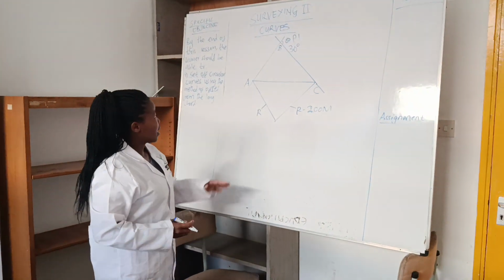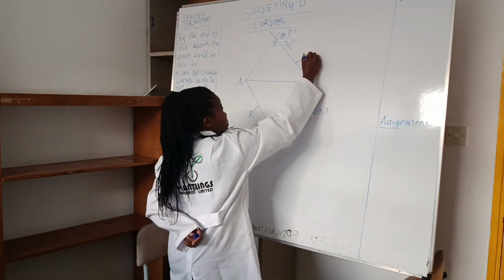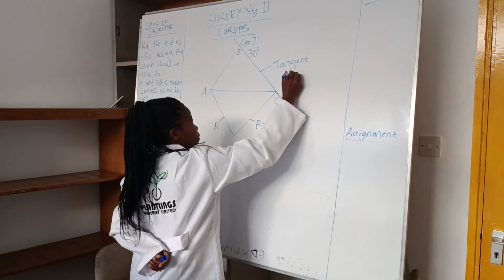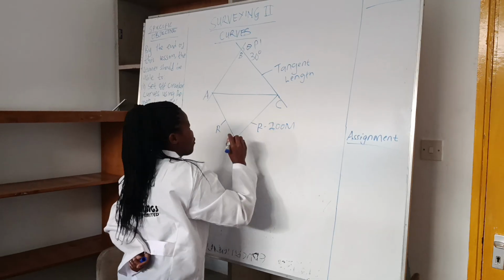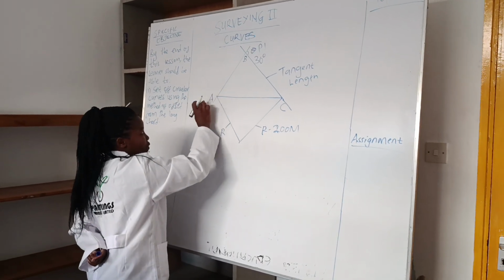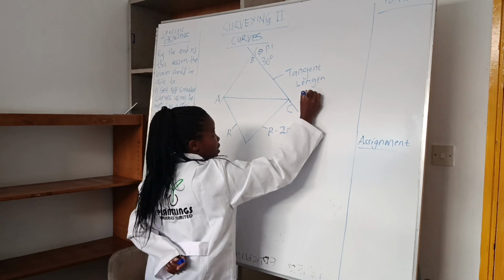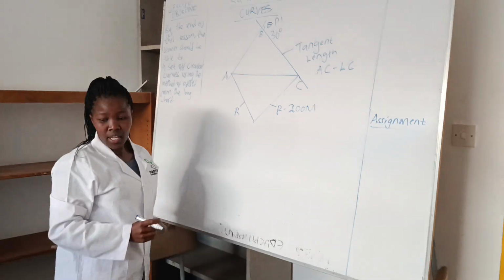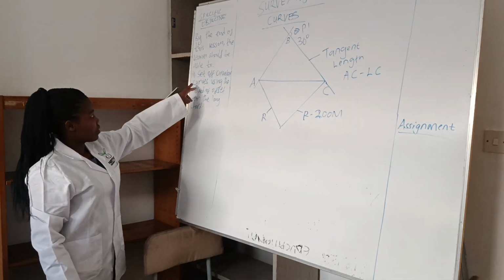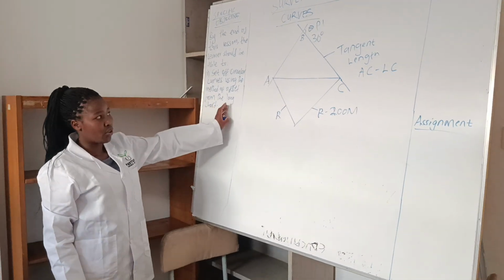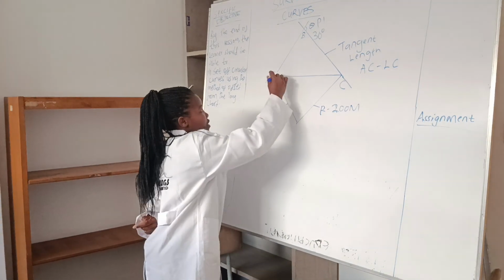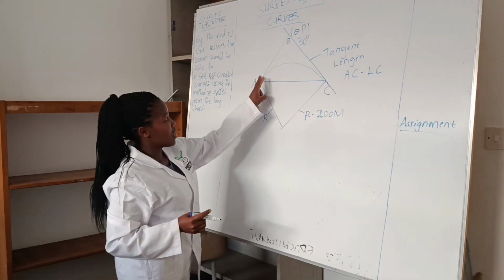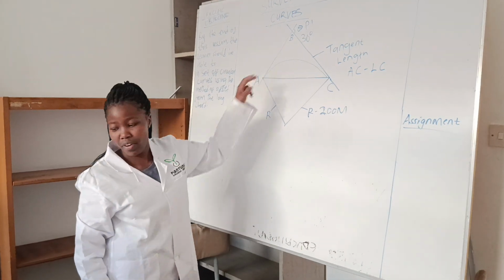That is, we need to calculate the tangent length, and of course the long chord, which is from point A to C. Point AC is the long chord. This is our long chord, and our curve should appear at this point. But that is the curve that we would like to find out.